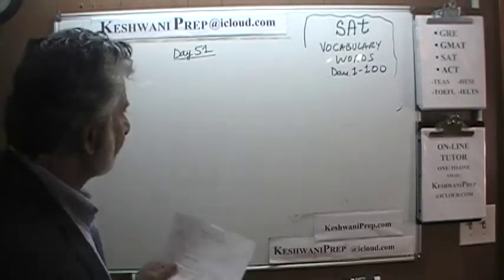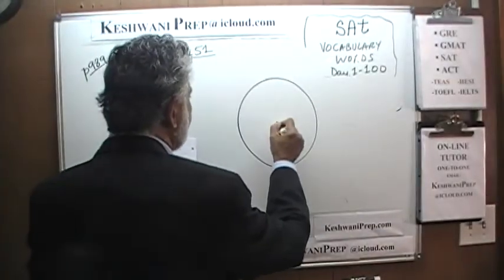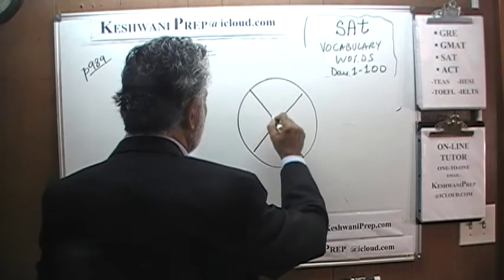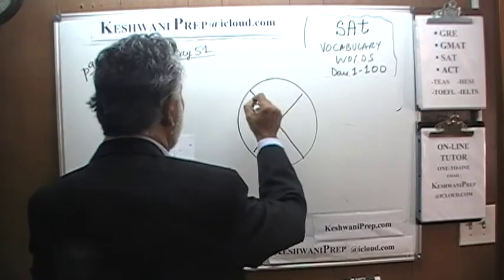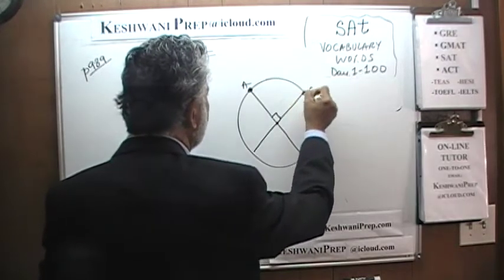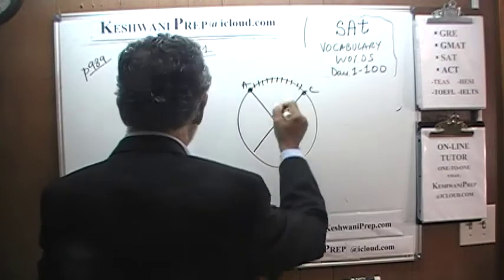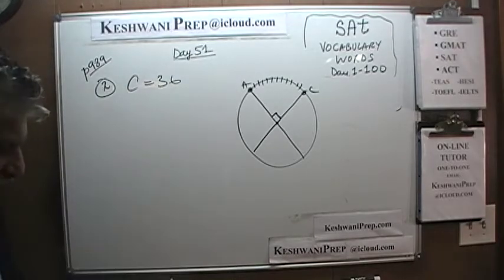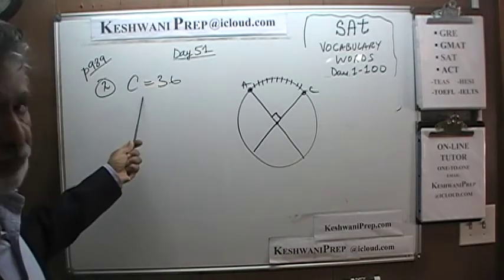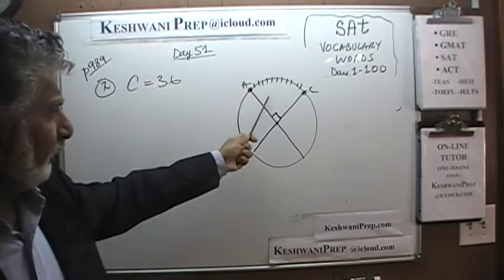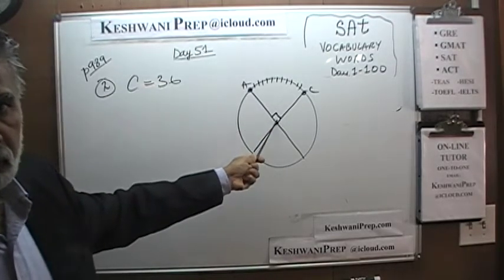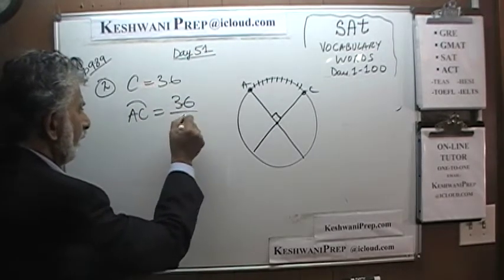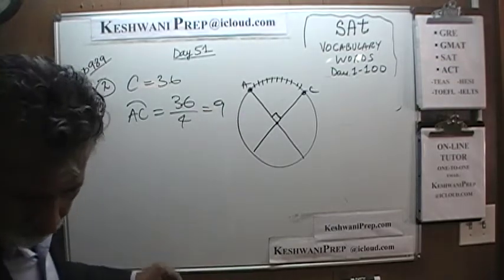In the next problem, we are given a circle. And we are asked the length of this arc, A to C, this minor arc. And we are told that the circumference is 36. If the circumference is 36, there's really not much to do here. Since this is 90 degrees, this arc that we're dealing with represents 1/4 of the circle. That's all it is. So the length of the arc AC is simply 1/4 of that amount. 1/4 of that amount is 9. And that's answer choice A.